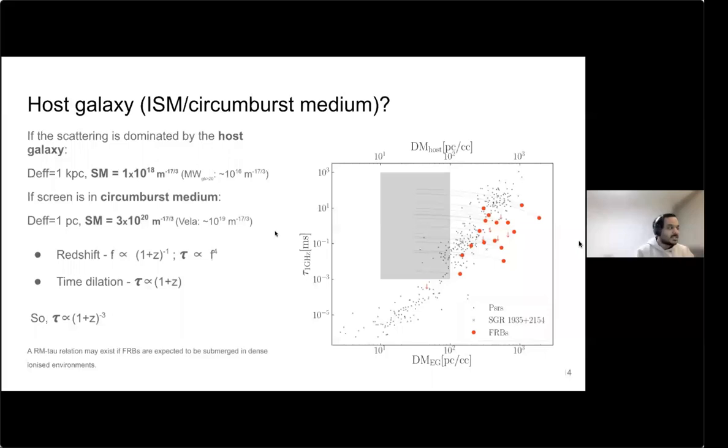Okay, so finally, if this indeed were to be the case that the circumburst medium is dominating the scattering measurements, there might be a rotation measure tau relation in the FRBs, since the rotation measure is also dominated by dense ionized environments, and so would be tau in this case. So this is a potential line of research that might be explored in the future.